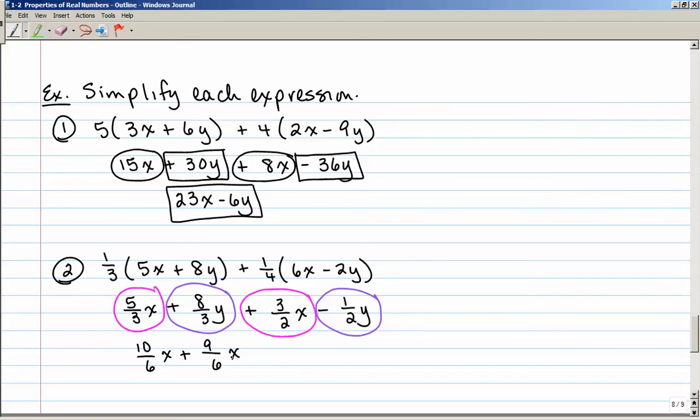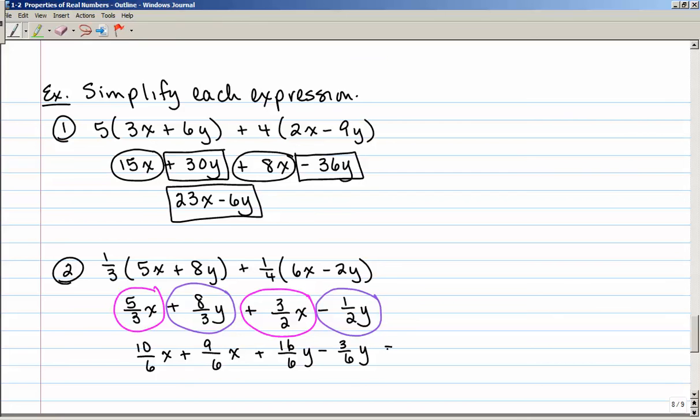Finding a common denominator. For my y's, I have 8/3 and 1/2. Again, for that, my denominator is going to be 6. So this is going to give me a 16 over 6 y. And with a common denominator of 6, that's going to give me a 3 over 6 y.